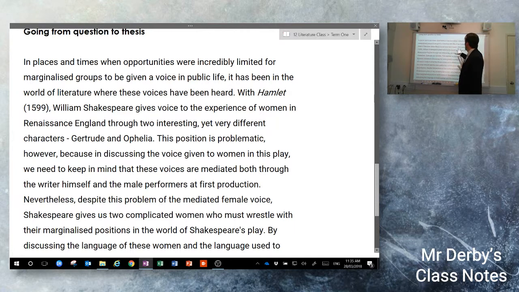Hamlet giving a voice to the experience of women. I'm referring specifically now to the marginalised group that I'm going to refer to, and acknowledging in this particular case that when you have a male writer giving voice to marginalised groups, there's a problematic sort of thing in there. And by acknowledging that, I'm actually opening up a whole paragraph I could write on it in my essay.